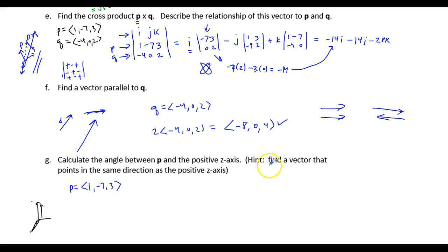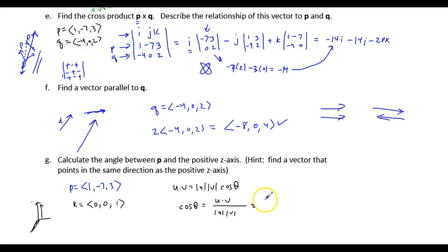And the hint here tells us we want to find a vector that points in the same direction as the positive z-axis. Well, let's just pick the vector k. We know the vector k is pointing straight up the z-axis, and its length is 1, and that might make our problem easy to do here. So again, the dot product of two vectors is going to be the length of the vectors times the cosine of the angle between them. Cosine of theta would be the dot product over the product of their lengths.